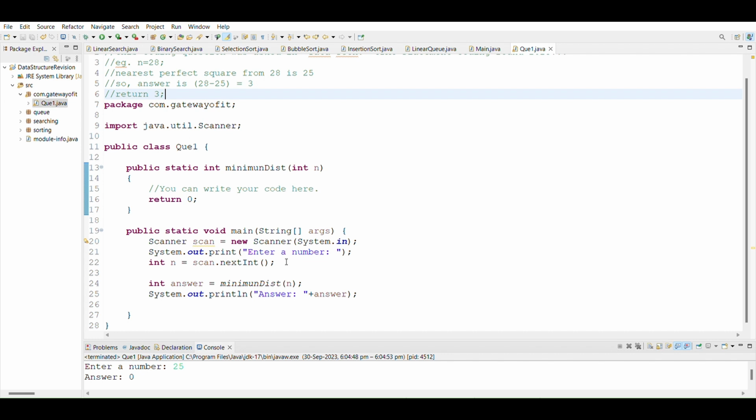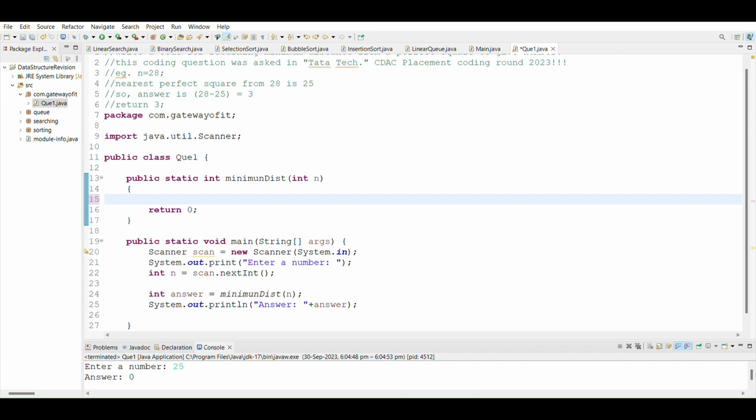Now, as you can see here, I have written code for getting a number from the user and calling the function minimumDistance, which takes n as an integer, and I am going to simply print that answer. Here we have to write our code inside the minimumDistance int n function, so we can write our code from here. Now I am going to explain the code of the above question.